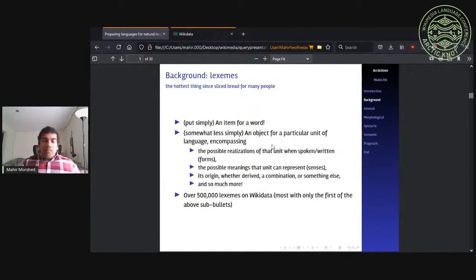Of course, that unit itself can also have different meanings, and house has different meanings or senses, such as the abode where someone lives, or a chamber of a legislature, or a number of different things. As a verb, it could be to put something in one of these abodes or chambers. And even beyond that, you can indicate so much more, like the origin of the word, whether it's an etymological derivation, or a combination from different places, or really anything else.